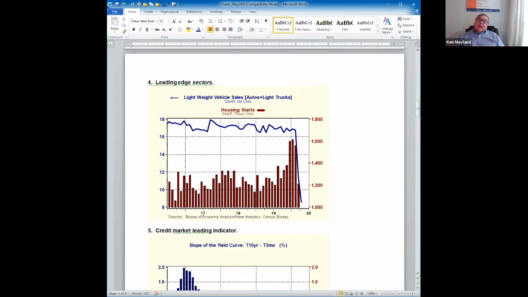And then I chart auto sales here, which again, if you look at the history of business cycles, you find that they give some advanced lead time of perhaps around half a year, 4 or 6 months, something like that. So these are two major sectors of the economy, housing and auto sectors. They are leading edge sectors. So there is a good deal of insight you can gain by following these indicators.